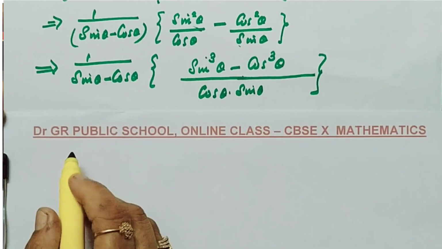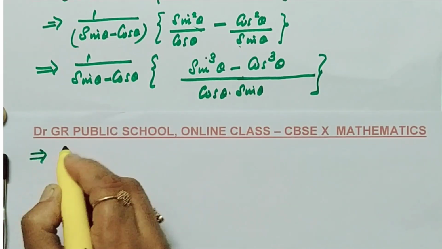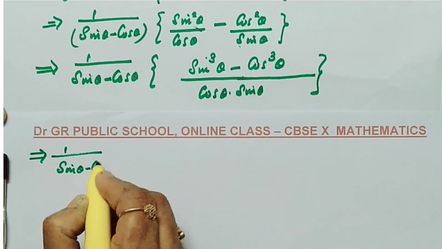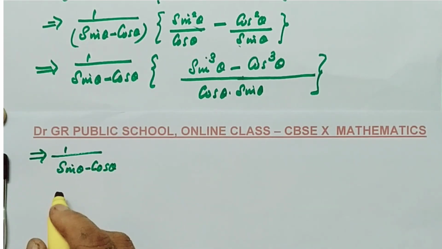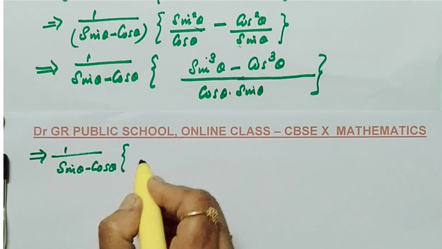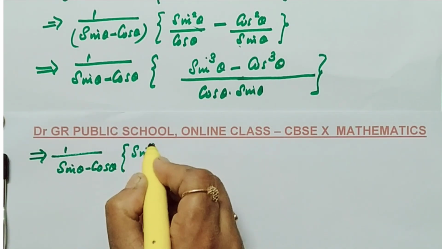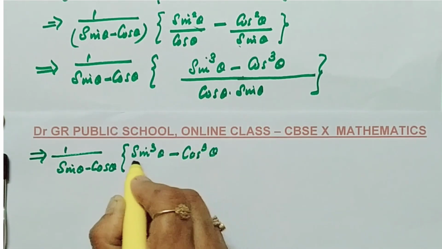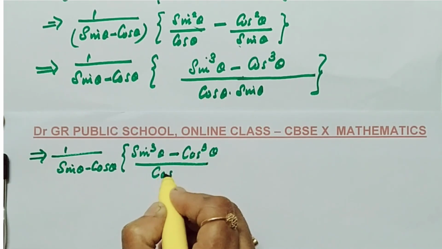This is the last step, which implies 1 by sin theta minus cos theta. The last step I am going to write here: 1 by sin theta minus cos theta into sin cube theta minus cos cube theta by cos theta into sin theta.